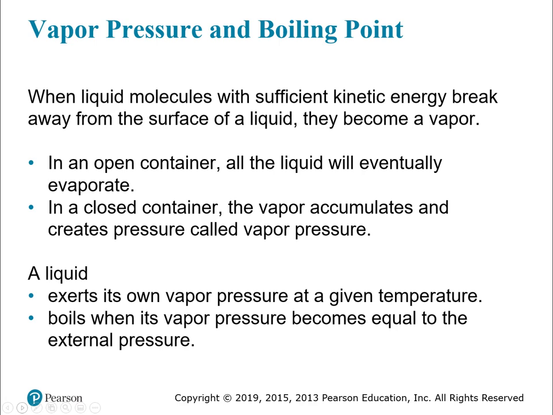We're going to switch gears a little bit and talk about vapor pressure and boiling point. And we talked about boiling points when we talked about the states of matter in Chapter 3. When a liquid has sufficient energy to break away from the surface, it becomes a vapor. So if you think about boiling a pot of water, once the water starts getting warm, you start to see the little wispies of vapor. Okay, those molecules on the surface got enough energy to break free and become a vapor.